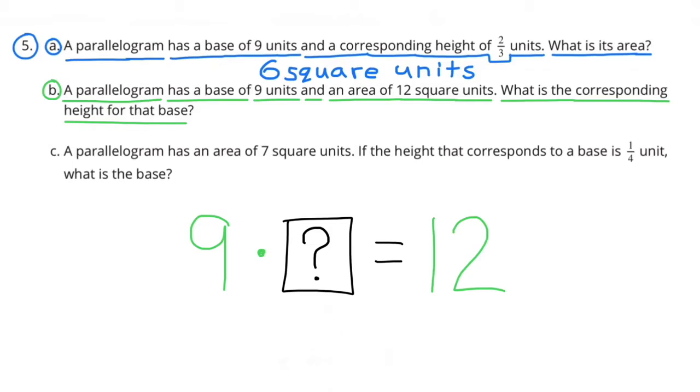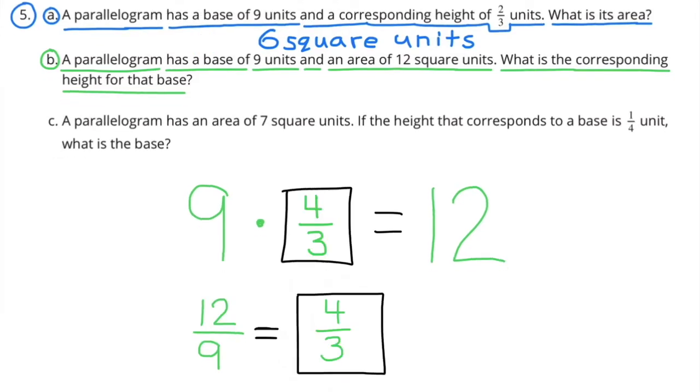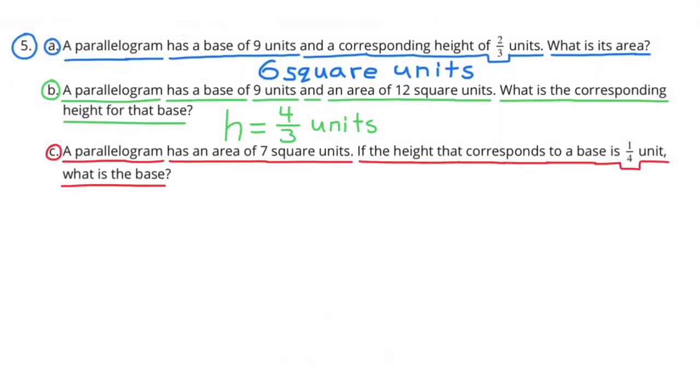And to figure that out, we need to divide 12 by 9. And 12 divided by 9 is 4/3, which is the same as 1 and 1/3. So the height of this parallelogram is 4/3 or 1 1/3 units. C. A parallelogram has an area of 7 square units. If the height that corresponds to a base is 1/4 unit, what is the base?